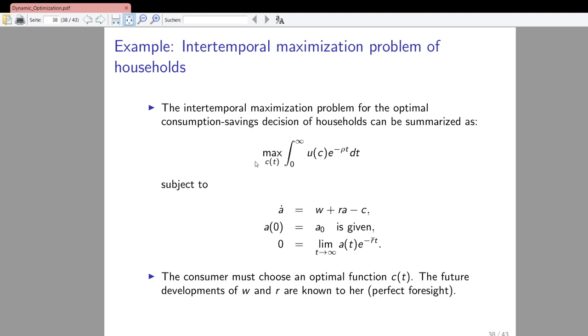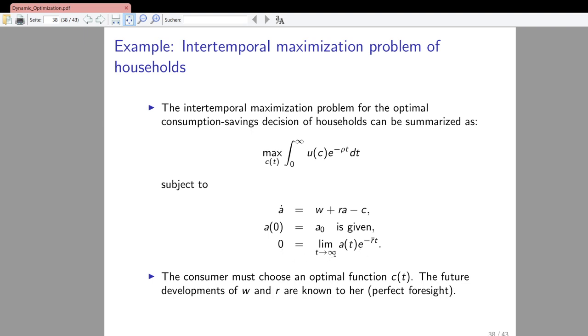And households maximize this subject to the flow budget constraint, as stated before, so the derivative of assets with respect to time depends on income minus consumption. So if income consisting of wage income and asset income is higher than consumption expenditures, assets accumulate, so the derivative is positive. If instead consumption expenditures are higher than income in terms of wage income and asset income, then assets decumulate, the right-hand side is negative, and the time derivative of A is negative. Initial assets are given, and the transversality condition has to hold.